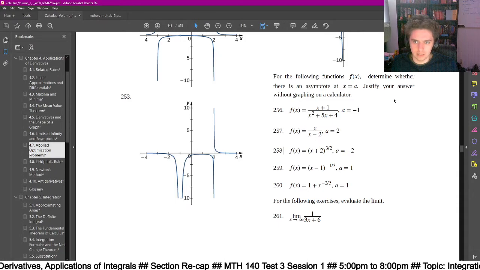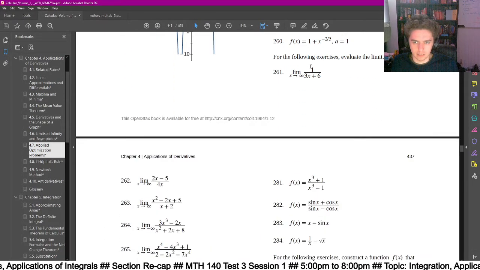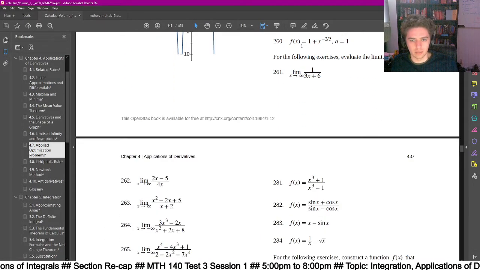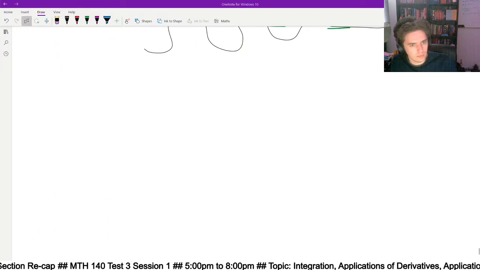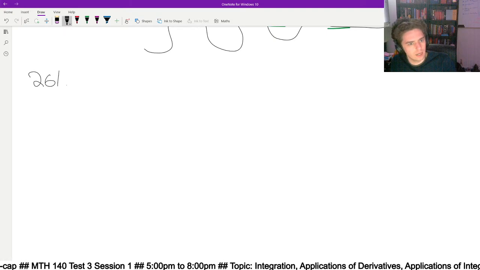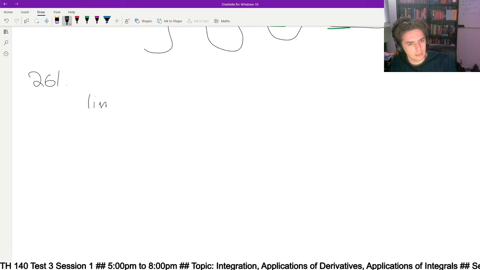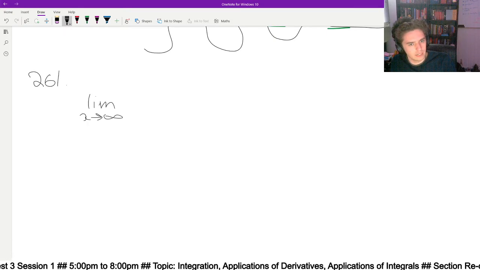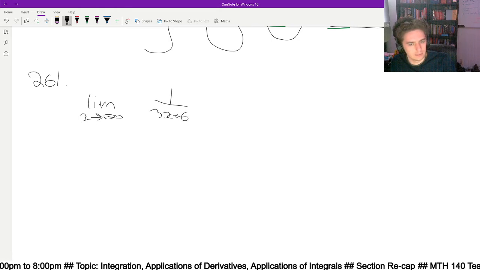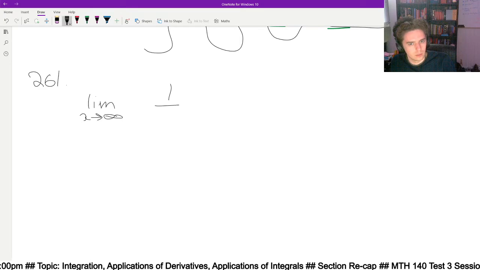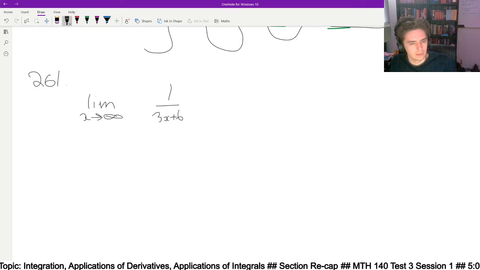So the question is, actually, I think I'll just skip to this. Evaluate the limit. Yeah, let's just start with evaluating the limit. So we'll do a couple of these. So 261 is evaluate this limit. The limit as x goes to infinity of 1 over 3x plus 6.